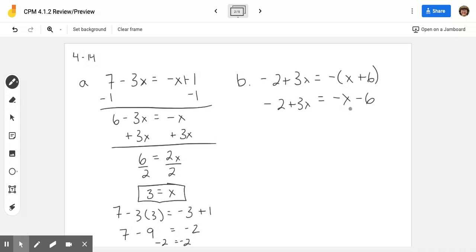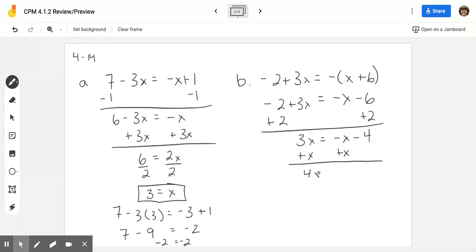So let's start by moving this one over to this side. So we're going to add 2 to both sides. So I'm left with 3x equals negative x minus 4. I'm going to move this to the other side. I have 4x equals negative 4. Divide both sides by 4. I get x equals negative 1.